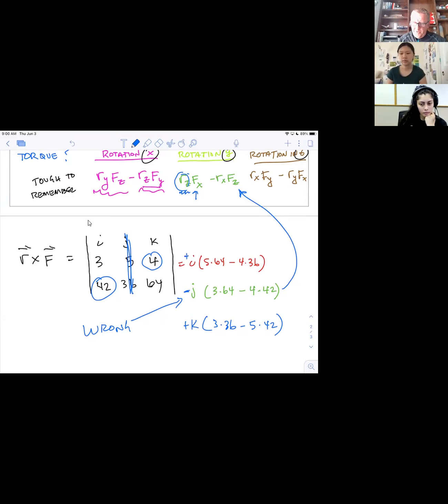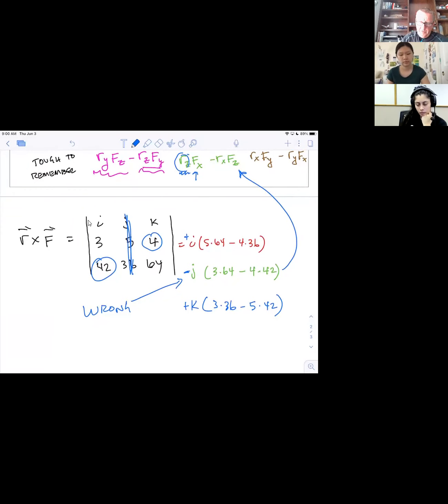Now, those are just numbers, so I'm going to go ahead and write this out. Then your cross product, I'm going 5 times 64 minus 4 times 36, which is 176. So we get 176I, and then minus 3 times 64 minus 4 times 42. Would have been positive 24, but we have to make it negative 24. And then our K is 3 times 36 minus 5 times 42, which is already a negative number, so it will stay a negative number.